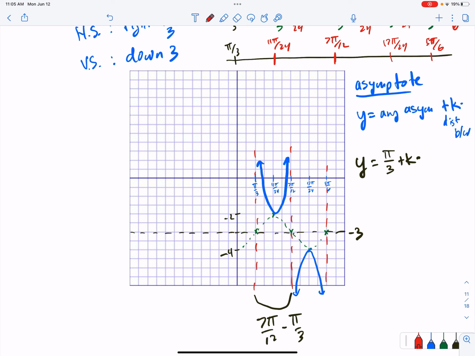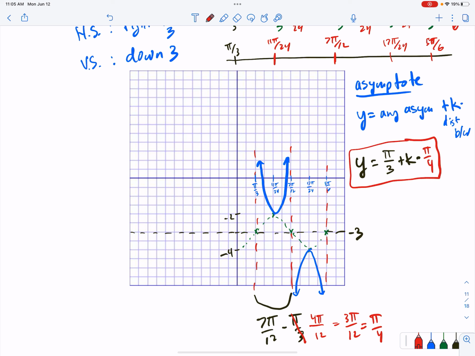So 7 pi over 12 minus pi over 3, I get a common denominator. That's going to be over 12, so this will be 4 pi. 7 pi minus 4 pi is 3 pi over 12 that I can reduce to pi over 4. So pi over 4 is what gets multiplied by k. So there's the equation of the asymptote lines.